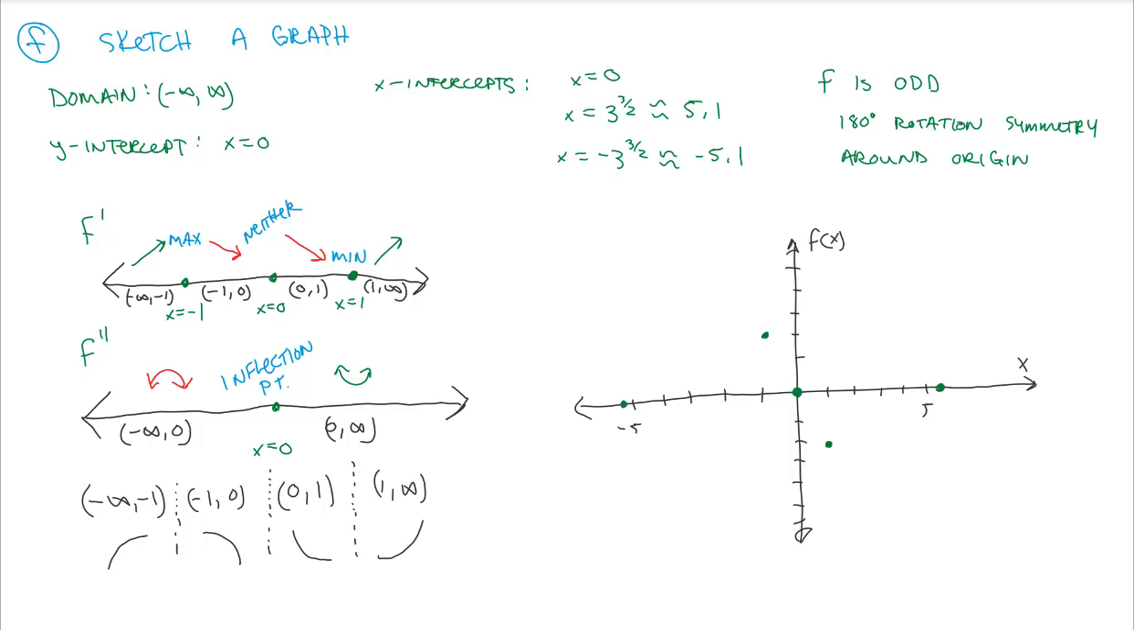Now, the graph is increasing and concave down from negative infinity to -1. So it must have this kind of a shape. It's increasing and concave down, reaching its maximum at -1. And then it's decreasing concave down until it hits this inflection point at the origin. After the origin, it's decreasing concave up until it hits the local minimum at x equals 1. And then from 1 to infinity, it's increasing concave up. So that's a sketch of the graph using the calculus. I'm going to let you take a look at that for just a second.